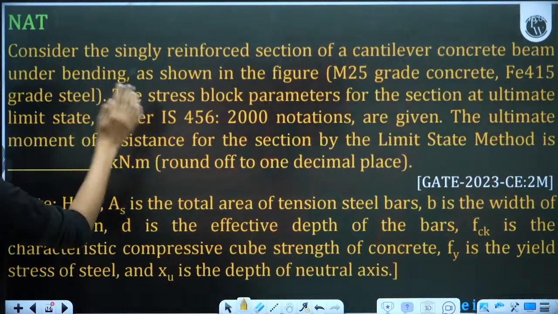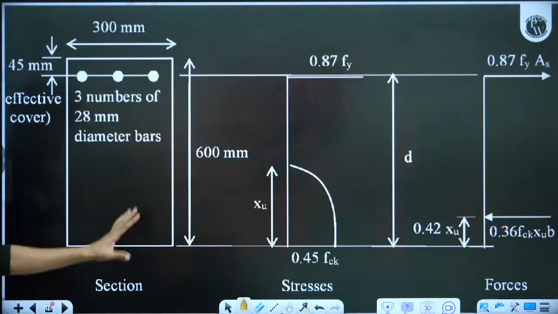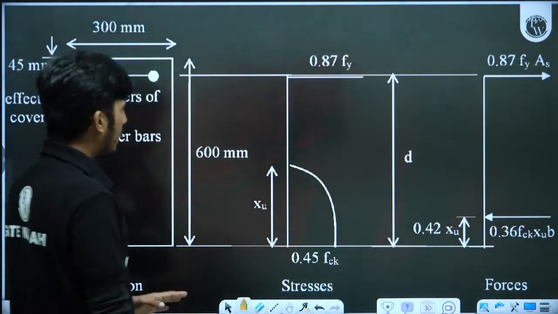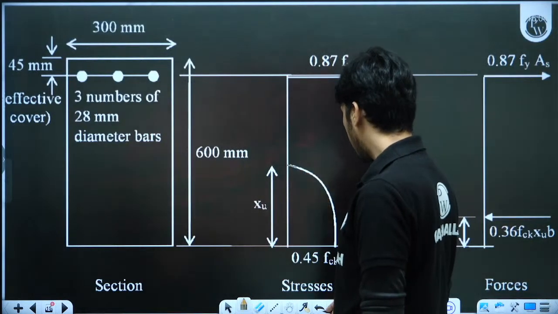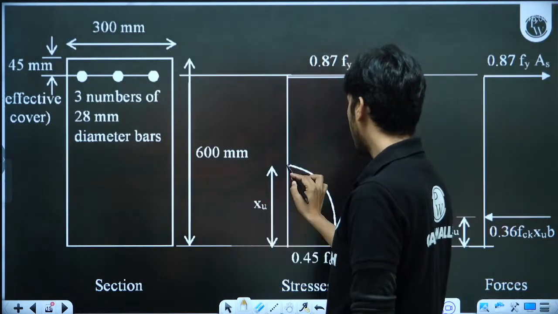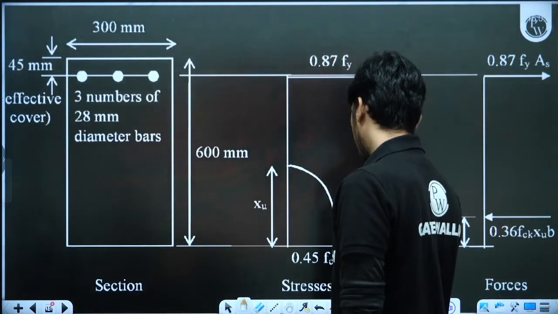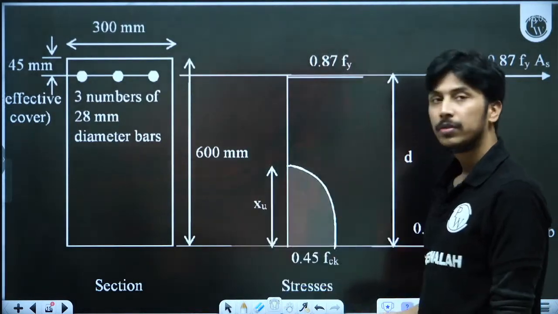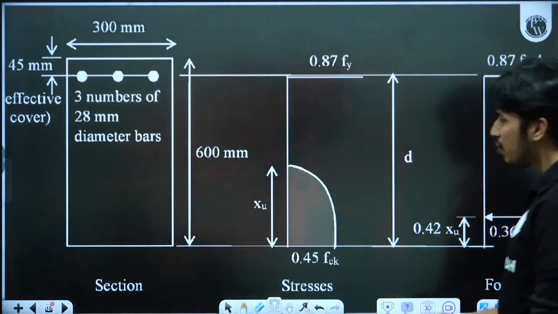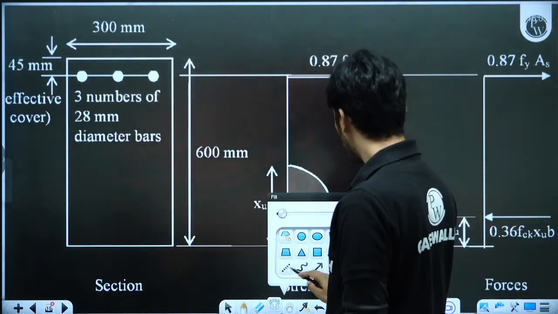One more question was of 2 marks, but that was a numerical answer type question. This was the question and this was the beam. The main thing was that the beam was not having compression at the top, it was having compression at the bottom. Everywhere we have seen compression at the top, so how can we solve this question? There is no issue. We can consider this beam inverted.